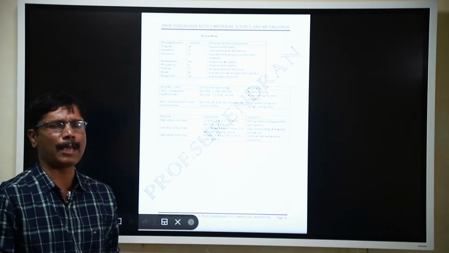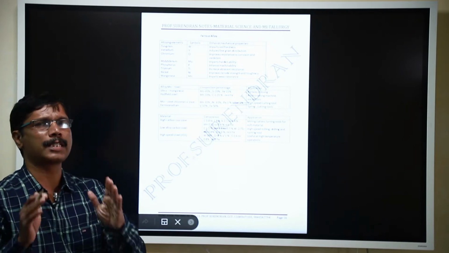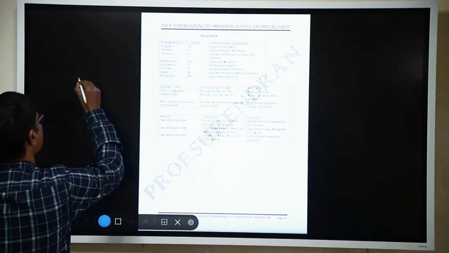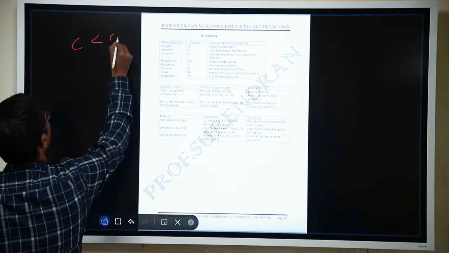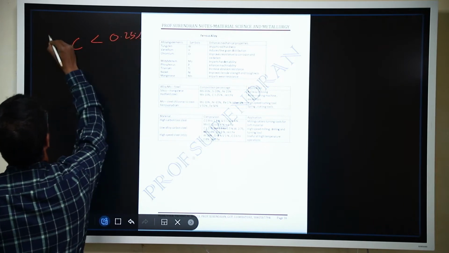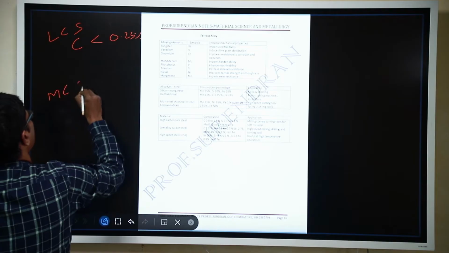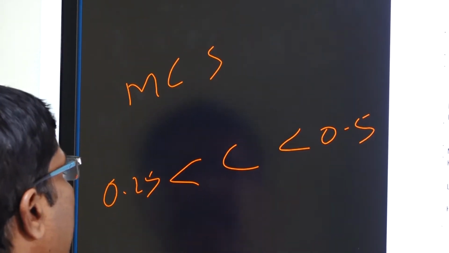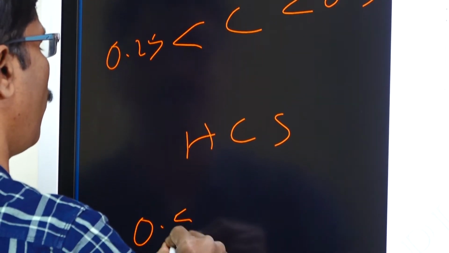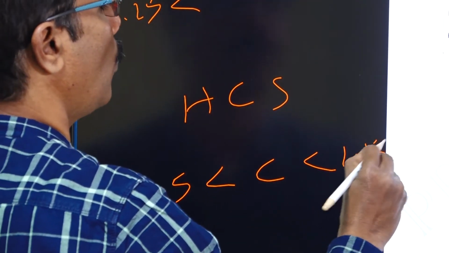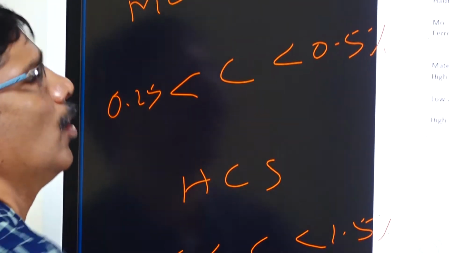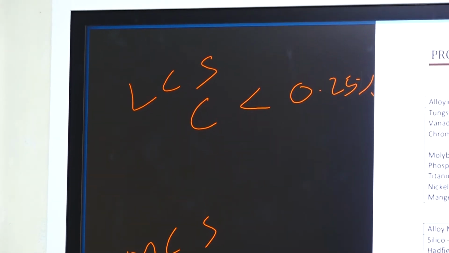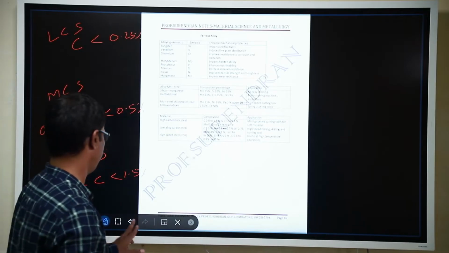So next is steel, types of steel: low carbon steel, medium carbon steel, high carbon steel. In low carbon steel, the carbon percentage is less than 0.25%. This is low carbon steel. And medium carbon steel, the carbon percentage lies between 0.25 to 0.5. In high carbon steel, it is 0.5 to 1.5%. So in that way the steel can be classified into low carbon steel, medium carbon steel and high carbon steel.